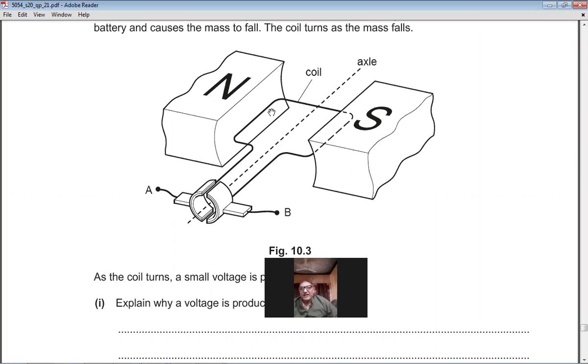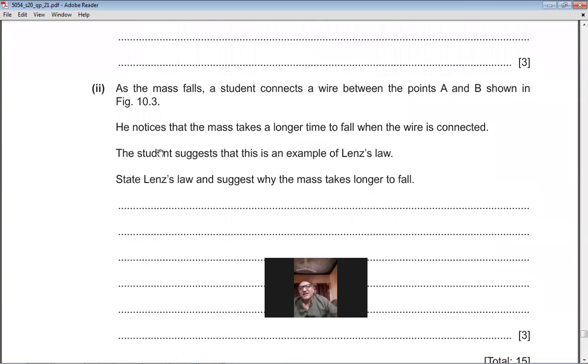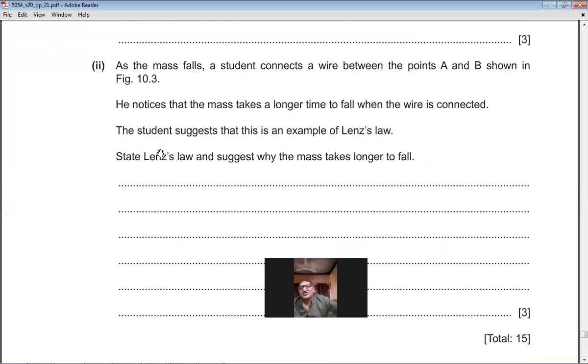Whatever will be its north, it will be attracted to this south, and whatever will be the south of this coil, that will be attracted to this north. So because of the attraction between this electromagnet and these poles, what will happen? Its speed will slow down. It will slow down the mass which is going down, because the electromagnet formed on that coil and the permanent magnets, their opposite poles will be attracting each other, so they will slow down the falling body.